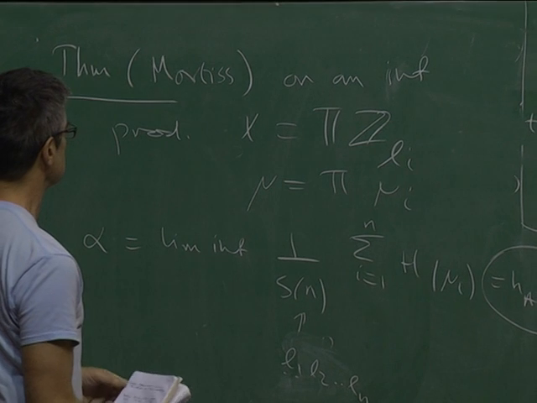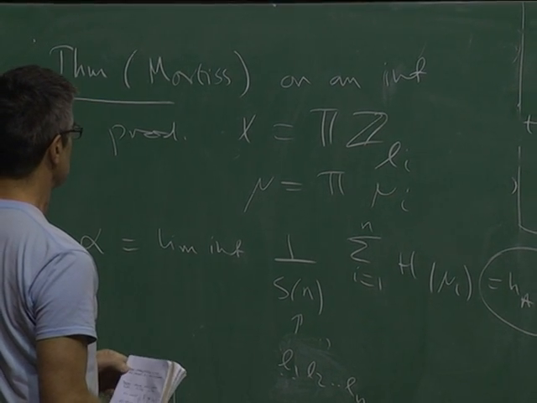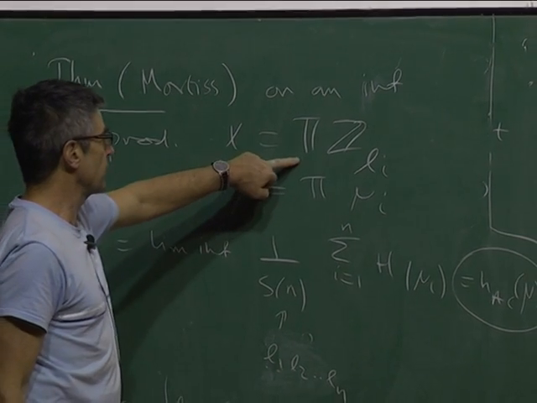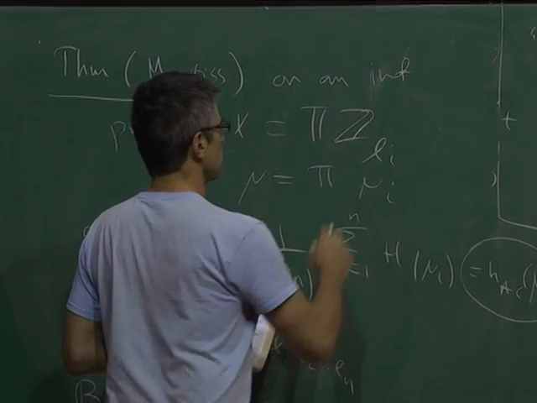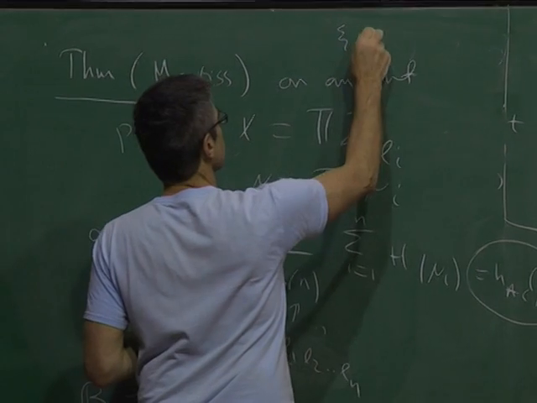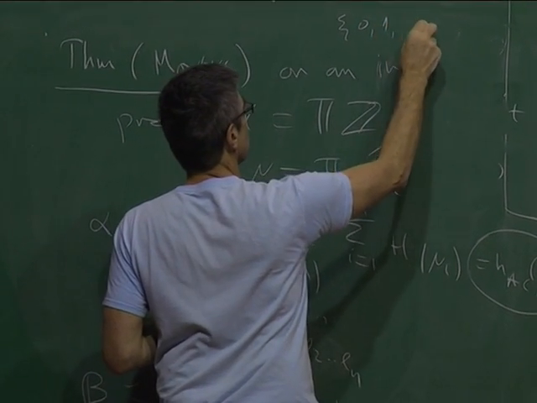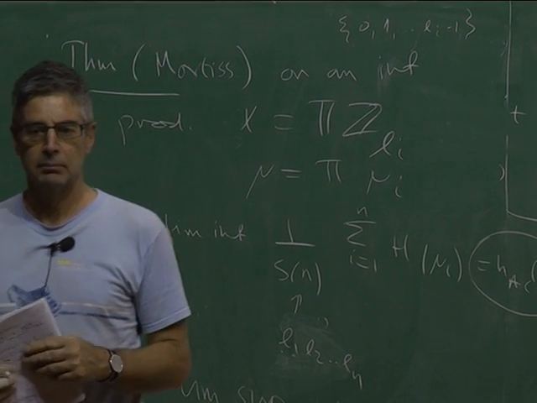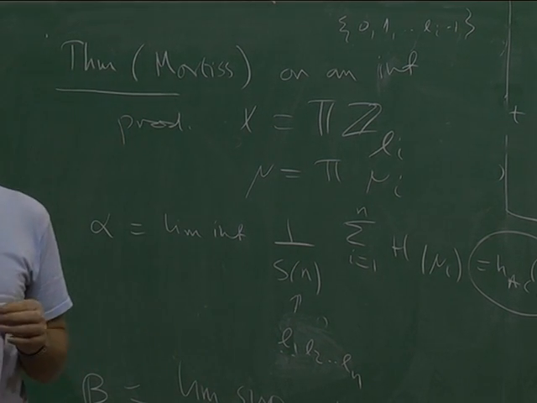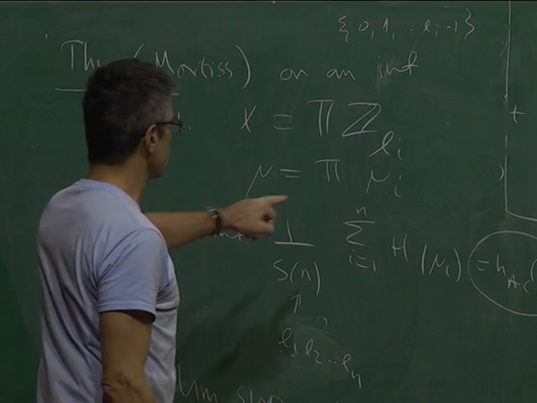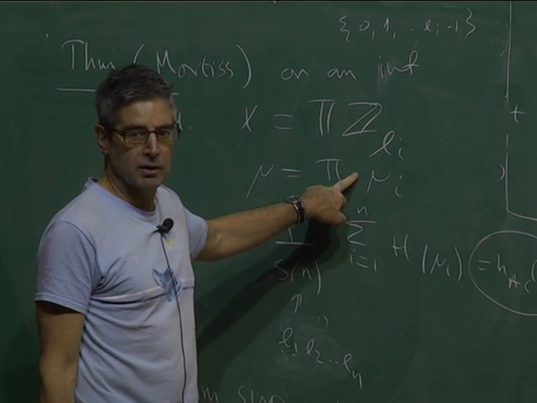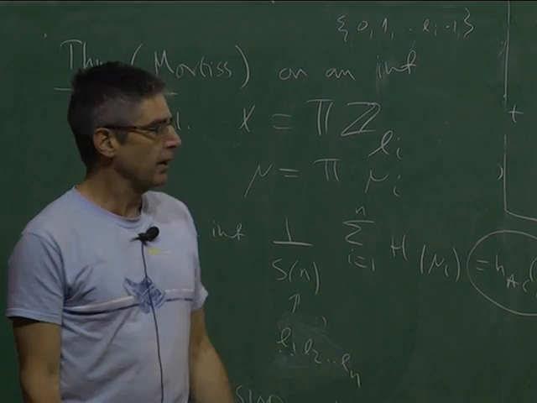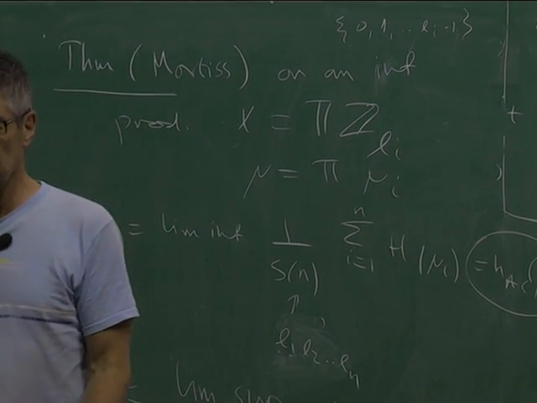X is equal to the infinite product of, so ZLi I think of as the integers 0, 1 up to Li minus 1. So it's a space with Li points on it. And these are probability measures on each of those points. Then you can actually work out the alpha and the beta for those.